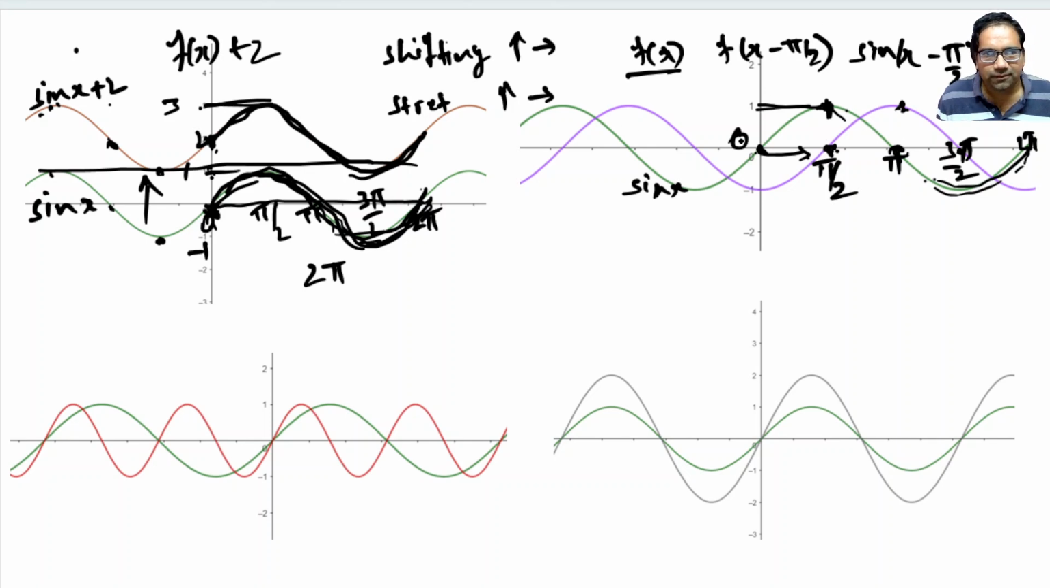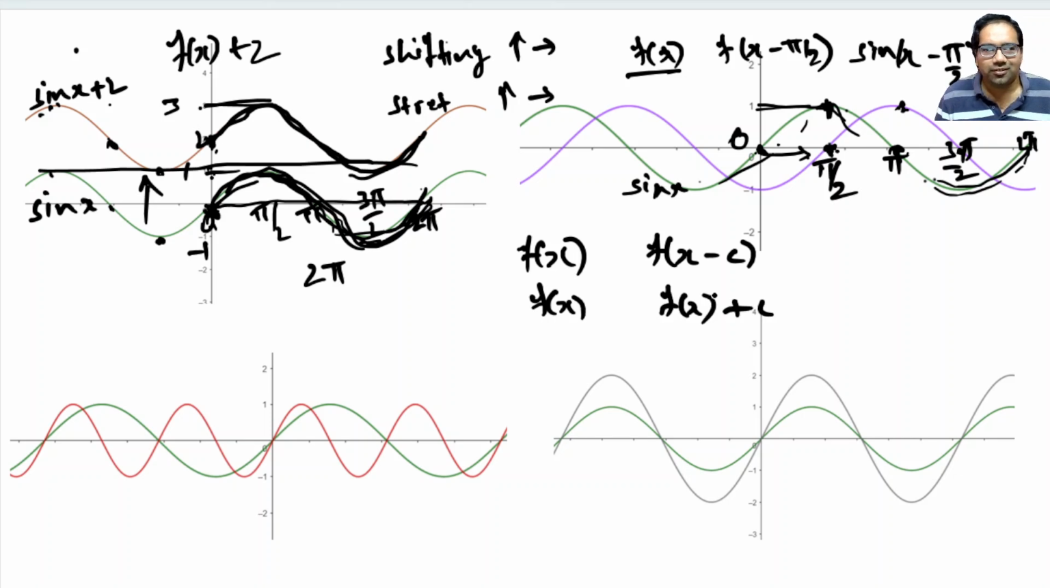See, this graph is shifted horizontally. Here, the same graph is shifted vertically. So for horizontal shift, it is f of x versus f of x minus some constant. Vertical shift is f of x versus f of x plus a constant. Very good. This is vertical shift and this is horizontal shift. This is about shifting.